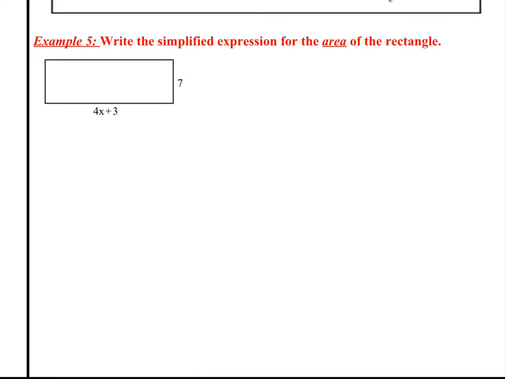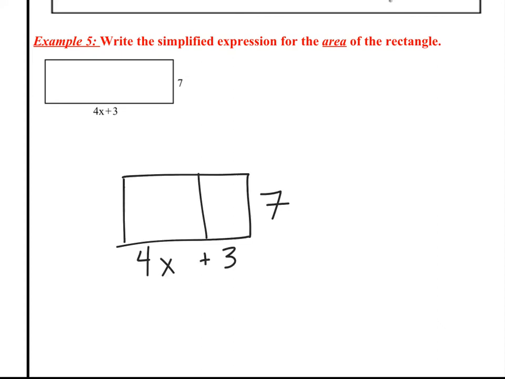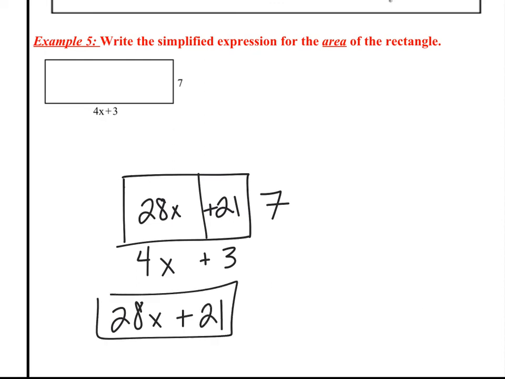You could split this rectangle up into two sections, like you just saw. Then if you were to do the multiplication, you'd get 28x and positive 21. If you add those up, 28x plus 21, you'll get your area. Another way to do this, so here's your answer. If you connect those with an addition sign.